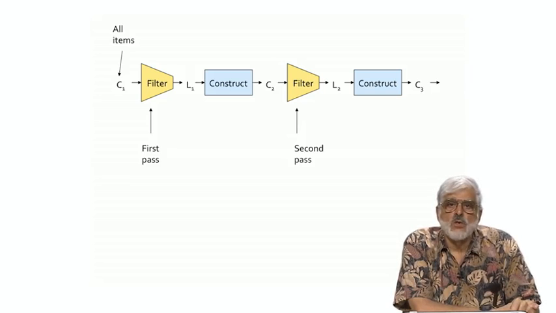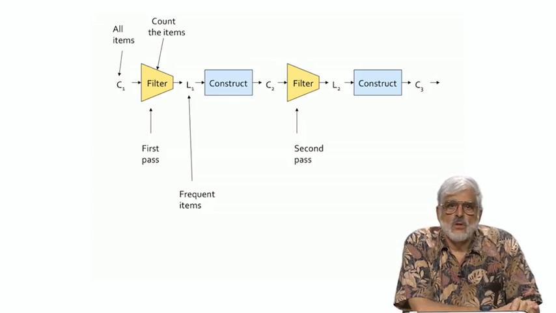We start with C1, the set of candidate singleton item sets. These are all items, since we have no way of eliminating any items without looking at the data. The filter step for the first pass counts the items and finds those that are frequent. So the set L1 is just the frequent items.